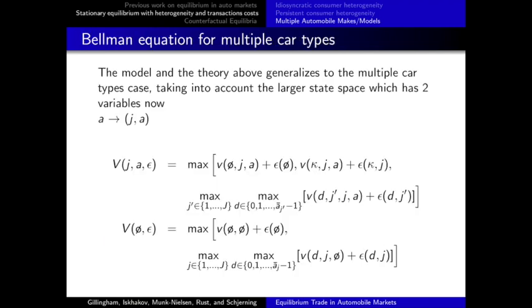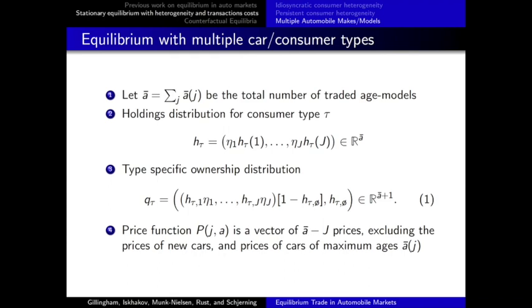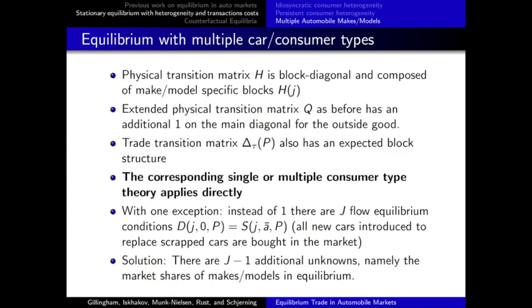Again, the Bellman equation just has a little bit more indices, but the idea is essentially very much the same. So I'm going to skip very fast through this, because I will just refer you to the paper to see the equations there. And so I'm going to skip all this here. Okay, the bottom line here is that it's really just an application of the existing theory with some slight modifications.